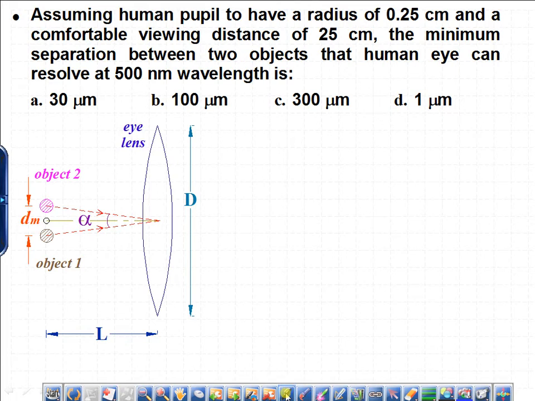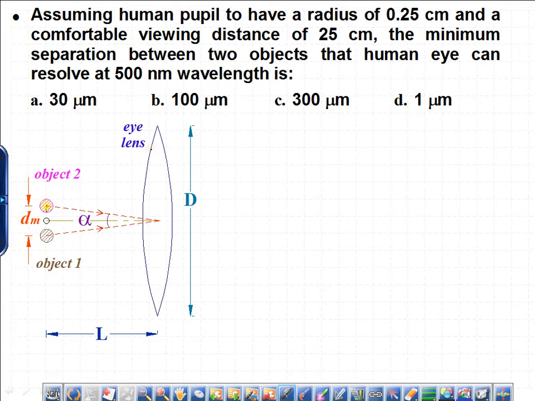Assuming the human pupil to have a radius of 0.25 centimeter and a comfortable viewing distance of 25 centimeter, what is the minimum separation between two objects that the human eye can resolve at 500 nanometer wavelength? Now, suppose this is the human eye lens.